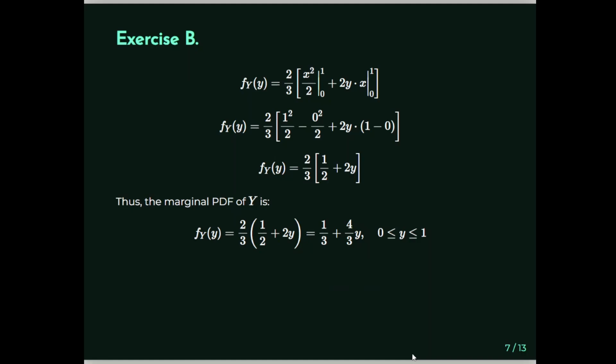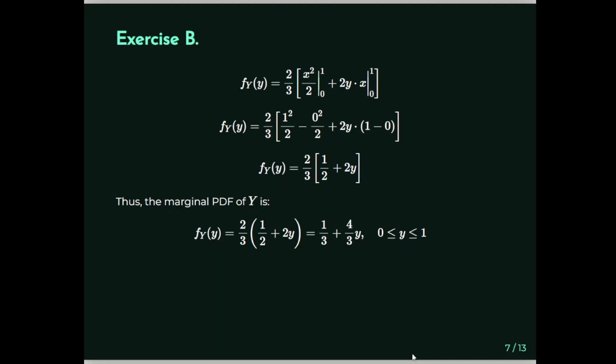Evaluating the definite integral of x squared divided by 2 gives us 1 squared over 2 minus 0 squared over 2, which is going to end up as 1/2. Evaluating the definite integral of x from 0 to 1 is 1 minus 0, so we end up with 1. And recall, we have the 2y there as well, which was a constant for this integral. So we have essentially 2y times 1, 2y.